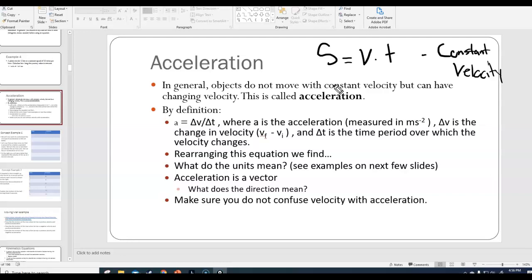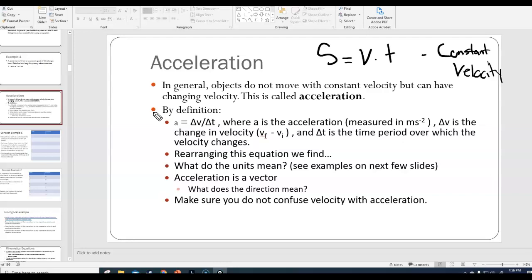Okay, and then we did some examples with that before. It's really, really important that you understand the conditions under which the different equations you see this year can be applied. Okay, because otherwise you'll try to use an equation that does not work in that situation. Okay, so S equals V times T is our constant velocity equation.